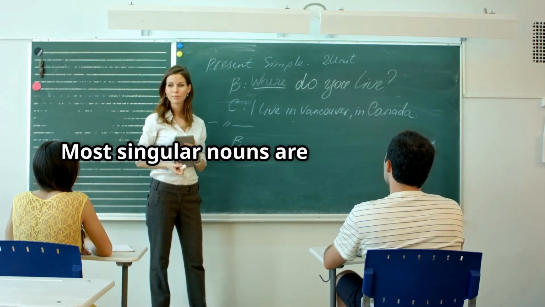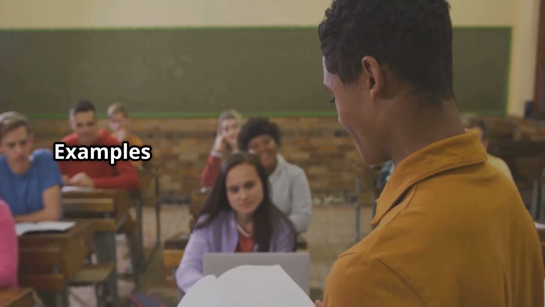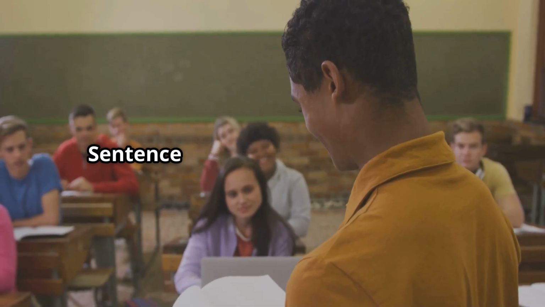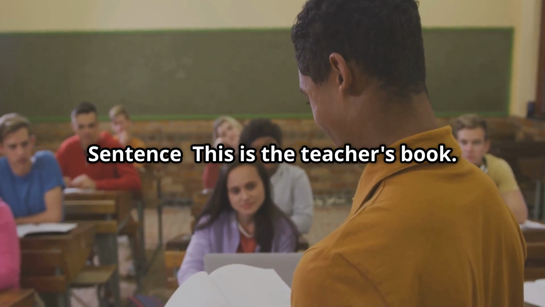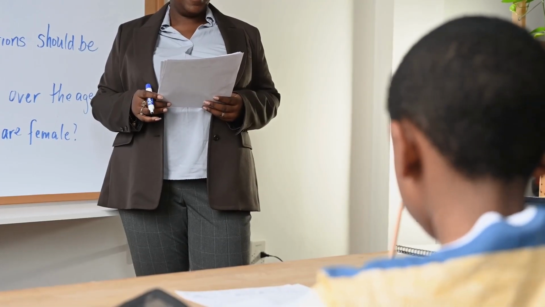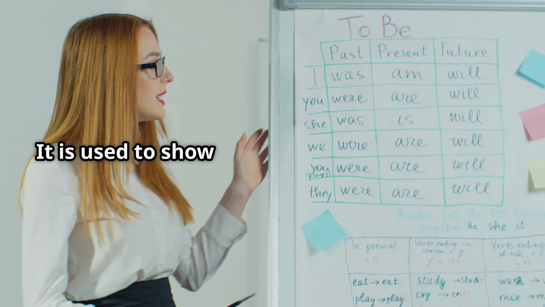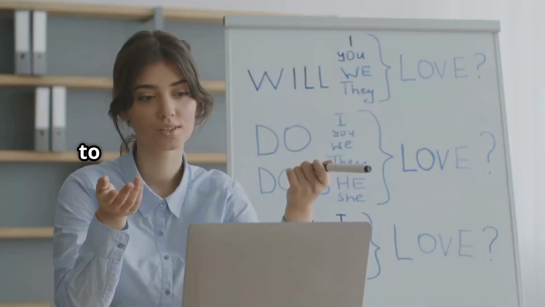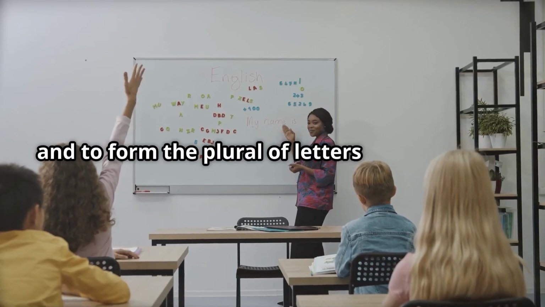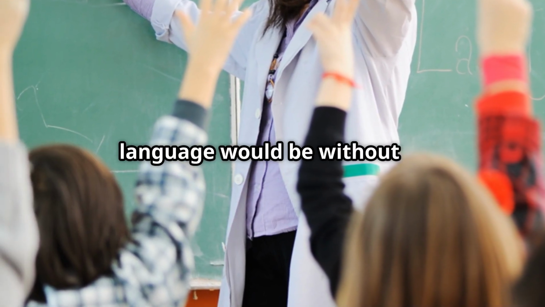Most singular nouns are made possessive by simply adding an apostrophe and an s. Examples: child, child's; teacher, teacher's. Sentence: This is the teacher's book. The apostrophe is a helpful little tool. It is used to show possession and relationship, to take the place of a missing letter in a word, and to form the plural of letters and numbers. Think how much more difficult the English language would be without it.